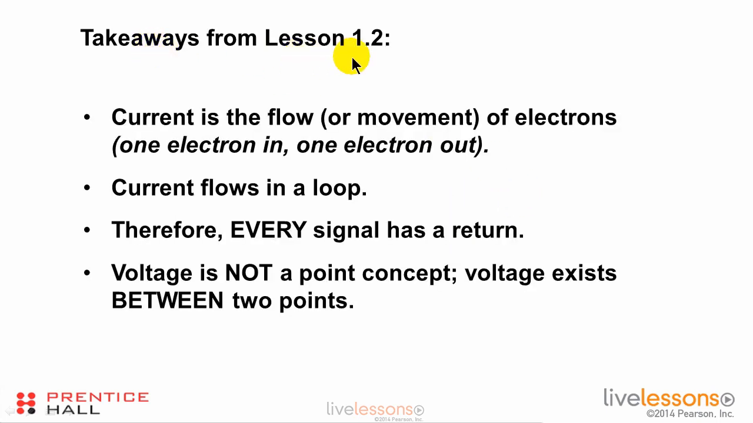So here are some takeaways from Lesson 1.2. Current is the flow or the movement of electrons. One electron in, one electron out. Current flows in a loop. Therefore, every signal has a return. And that is extremely important, and you need to know where that return signal is. And then finally, voltage is not a point concept. Voltage exists between 2 points, and it is always important to know where we are referencing the voltage we're talking about.